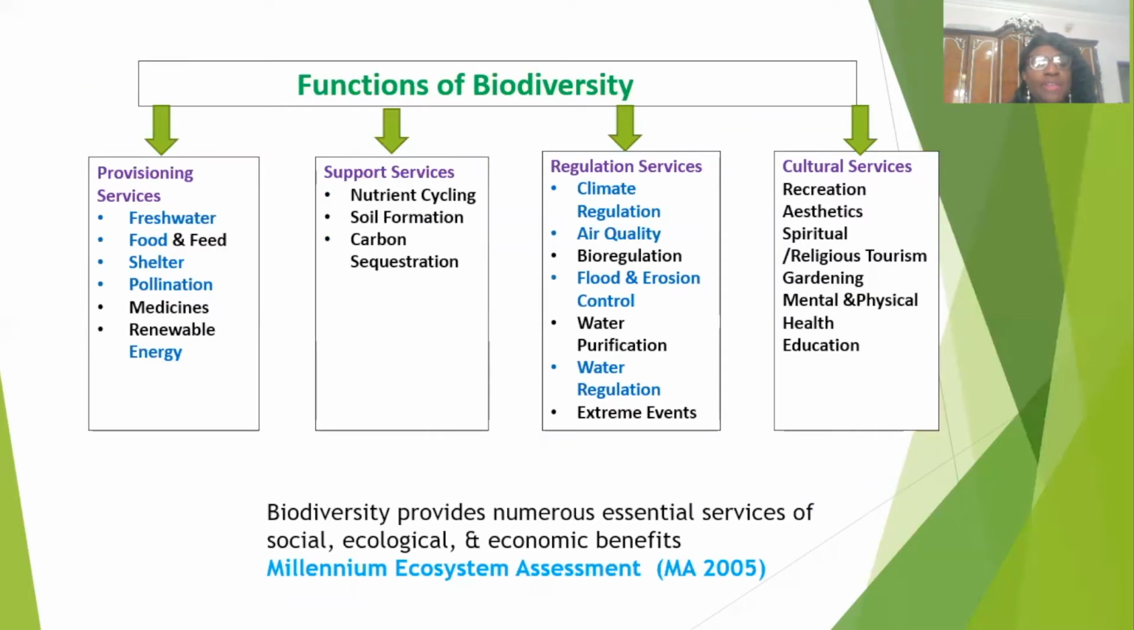What are the functions of biodiversity? Biodiversity provides numerous essential services of social, ecological, and economic benefits, which the Millennium Ecosystem Assessment 2005 puts in four categories: provisioning services, support services, regulation services, and cultural services. Provisioning services deal with provision of fresh water, food, shelter, pollen, etc. Support services deal with nutrient cycling, soil formation, and carbon sequestration. Regulation services relate to climate regulation, air quality, flood and erosion control, and water regulation. Cultural services deal with the spiritual and religious uses to which biodiversity is put. It also involves recreation, aesthetics, etc.